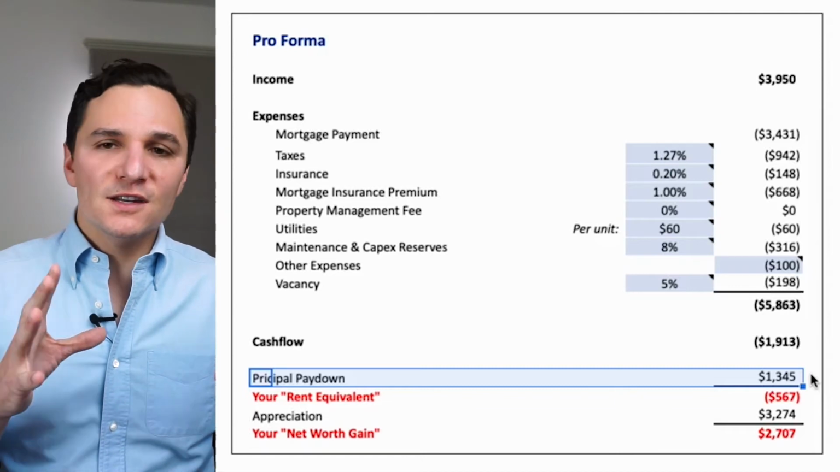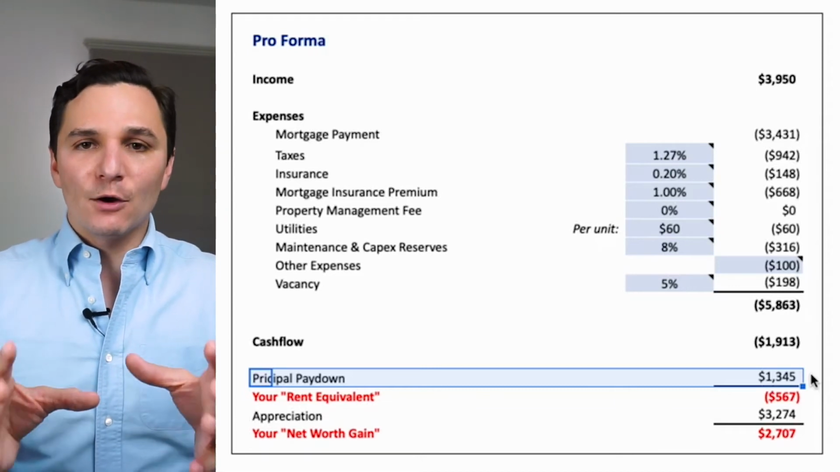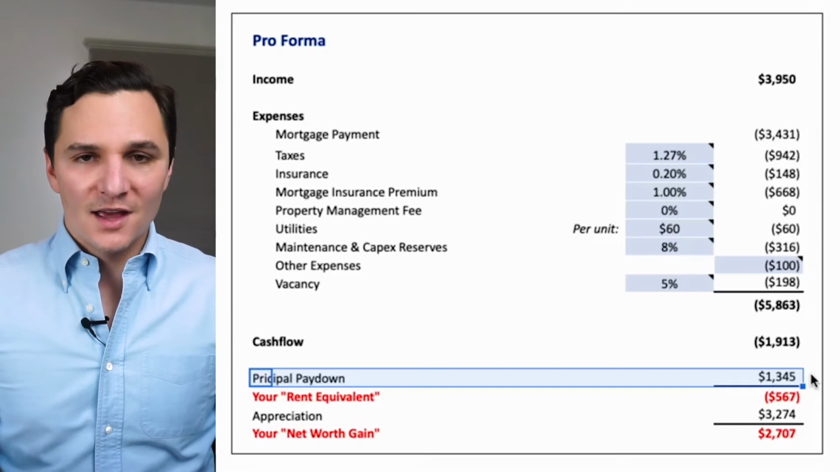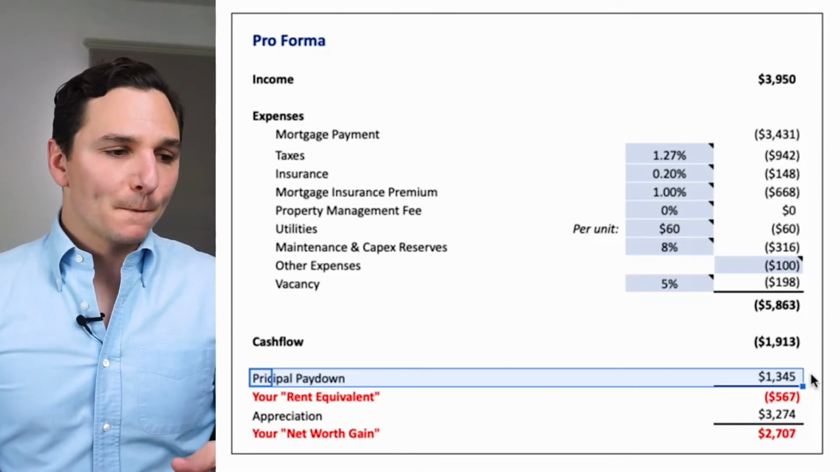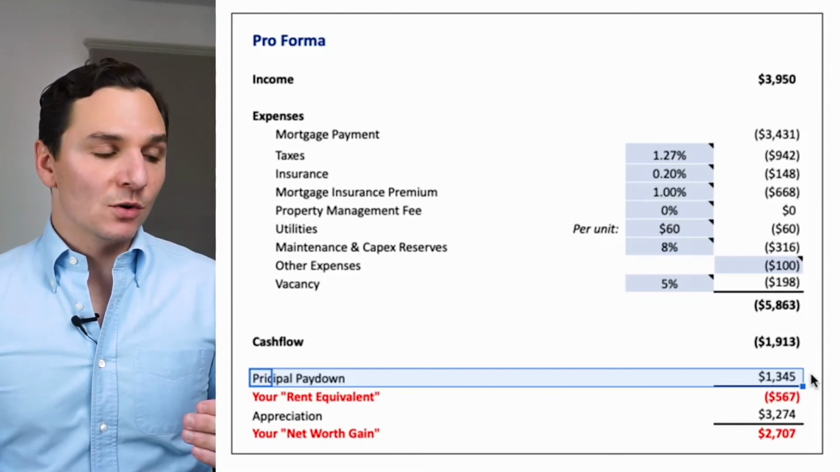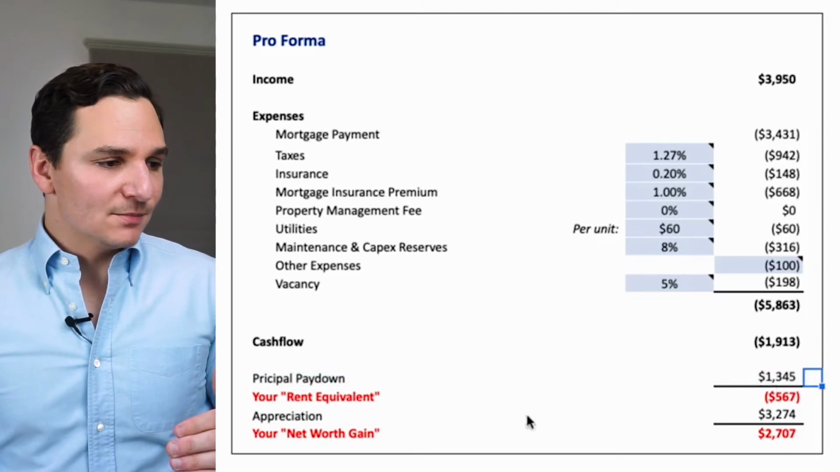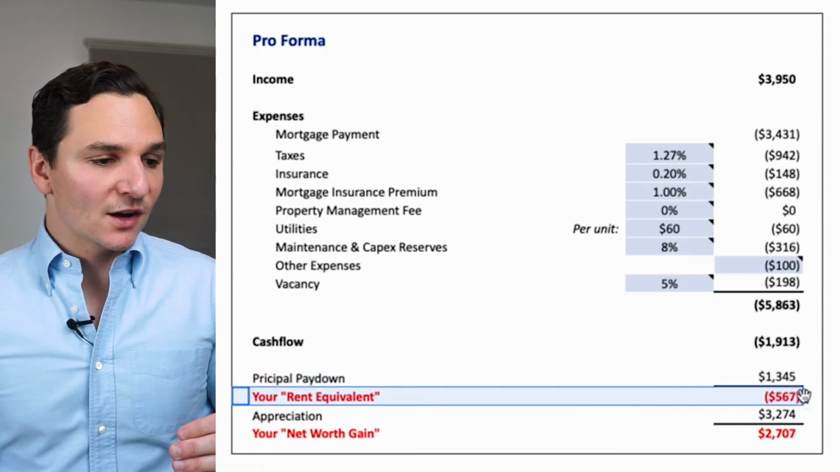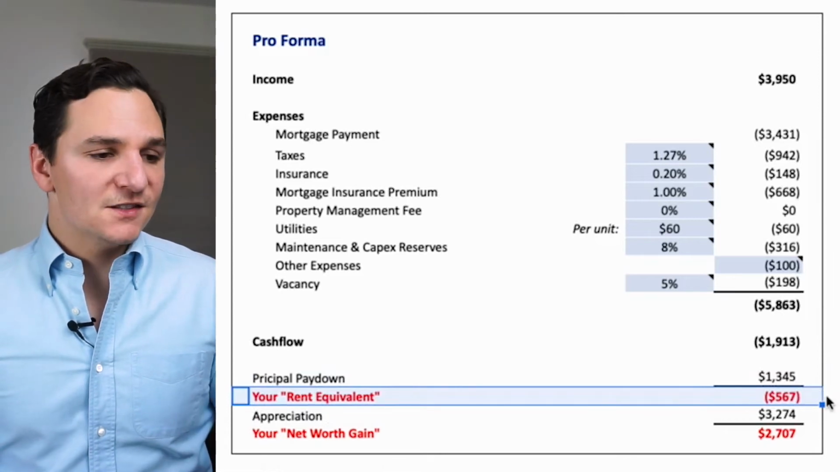You could think of it as money in the bank, though obviously equity in a home is not nearly as secure as money that's literally in the bank. Nonetheless, this is money that comes back your way. So what I like to do is subtract the principal paydown from the cash flow and come up with what I call your rental equivalent. And this is the way I think about it.